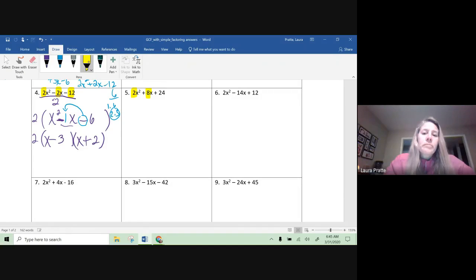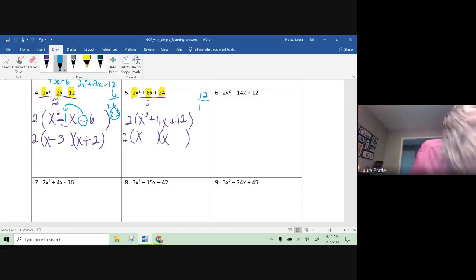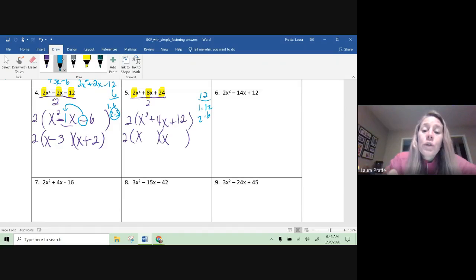All right, next problem. So we're dividing by 2. So this time we have x squared plus 4x plus 12. And I'm looking this time for my factors of 12. So I have 1 and 12, 2 and 6, and 3 and 4. So which of those pairs is going to add up to get that 4 in the middle?